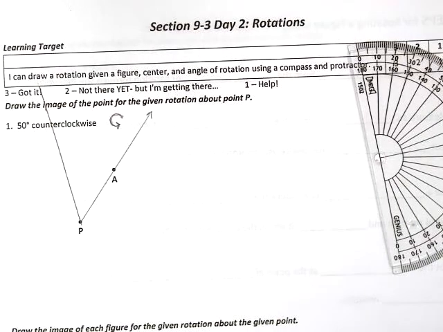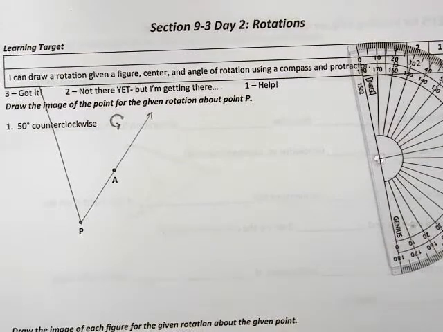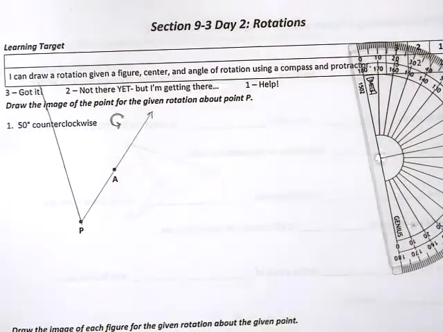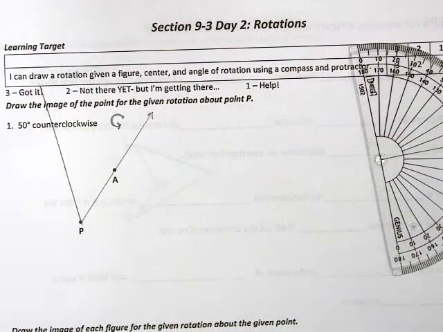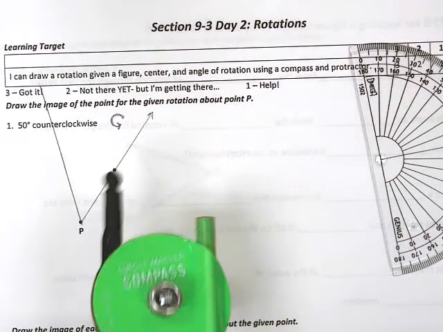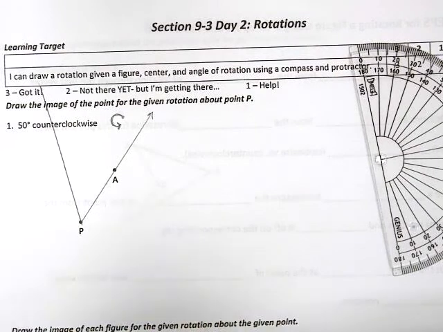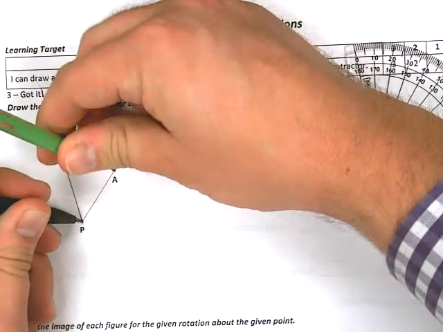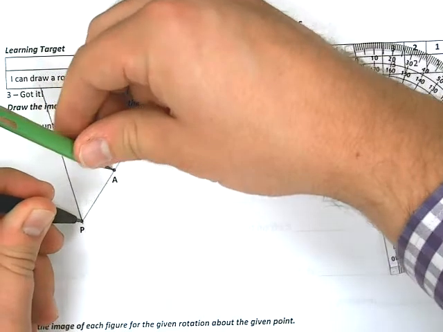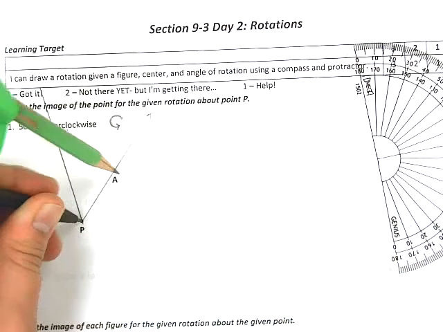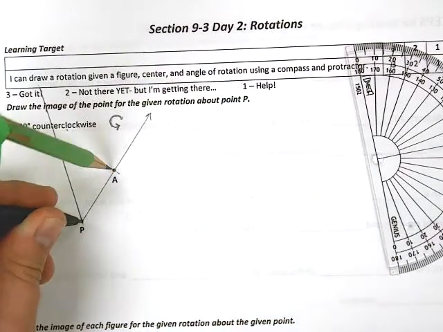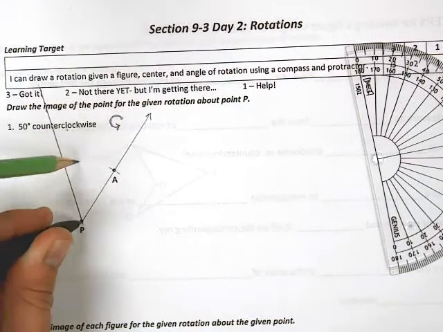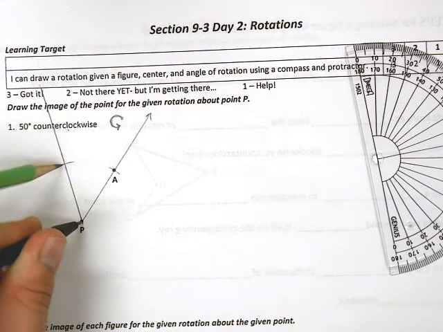Well, how do I know what to do next? I know that the distance between P and A has to be exactly the same as the distance between P and wherever I'm going to put A prime. So this is where the compass comes into play. I am going to measure the distance from P to A. I know it's going through. If you want, you can draw the full ray. I'm not going to. I'm just going to come over here and make a little mark.